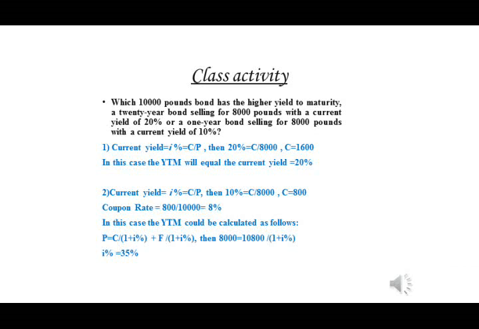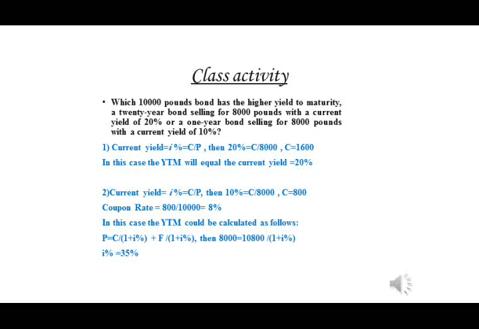To calculate this, first of all, the first bond, which has 20-year maturity lifetime, the current yield equal 20%, which means that the yield to maturity will equal to the current yield, which is 20%. Why is that? Because we have learned that the current yield can be used as an approximation for the yield to maturity for long-term bonds, 20 years bond or more. So the first bond, its yield to maturity is 20%.